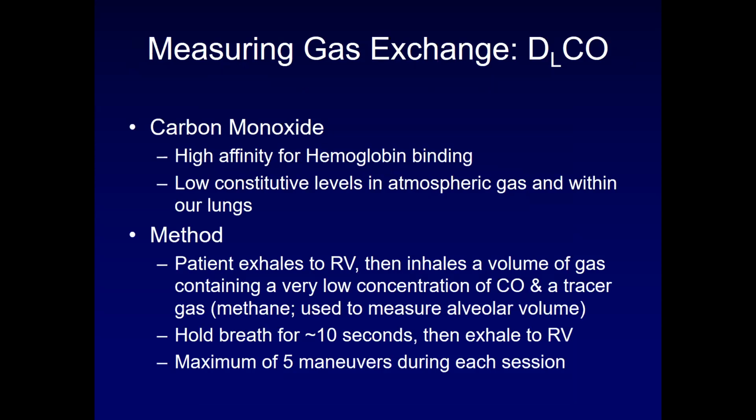Carbon monoxide has a high affinity for hemoglobin binding, but there's low constitutive levels in both atmospheric gas and within our lungs. The method for measuring diffusion capacity is a patient will exhale to residual volume, and then will inhale a volume of gas containing a very low concentration of carbon monoxide and a tracer gas. The tracer gas that we use in our lab is methane, and that's used to actually measure alveolar volume. The patient then is asked to hold their breath for about 10 seconds. We'll go through that a little bit more in just a moment. And then they'll exhale to residual volume again.